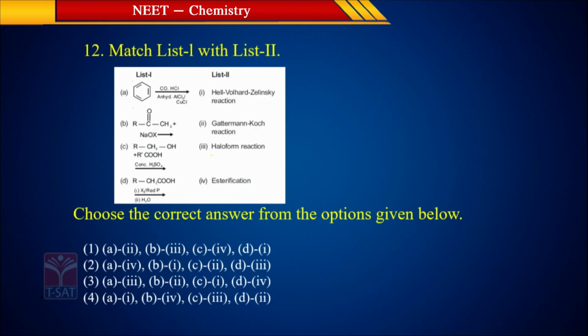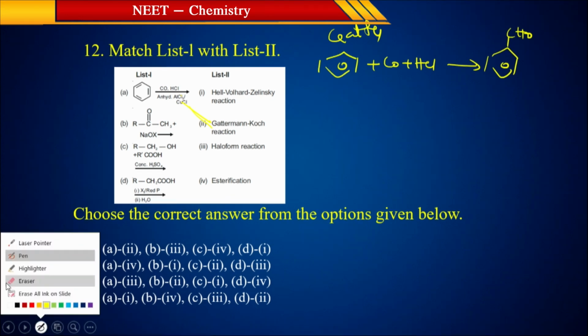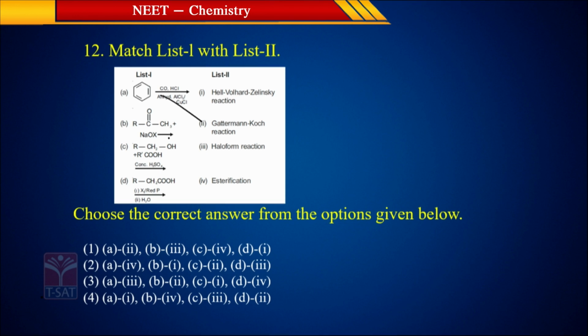So first one is CO, HCl. You will be getting here benzene plus CO, HCl gives benzaldehyde. This is called the Gattermann reaction. Means 1 matches with 2, option 1. And the second one is NaOH. This is the haloform reaction. Haloform reaction, 2 with 3.